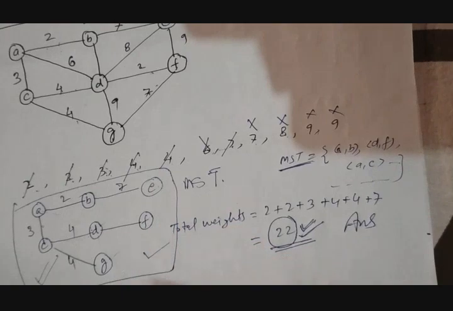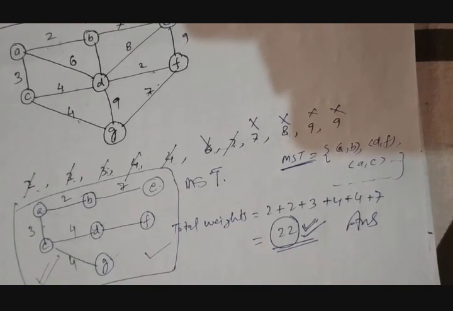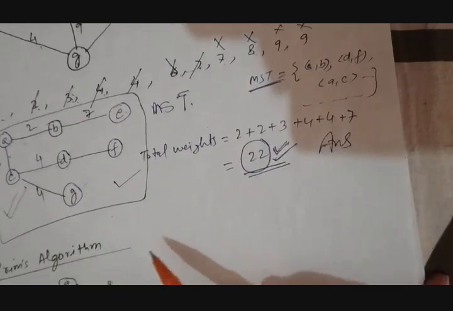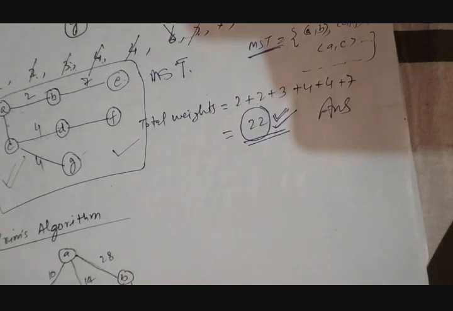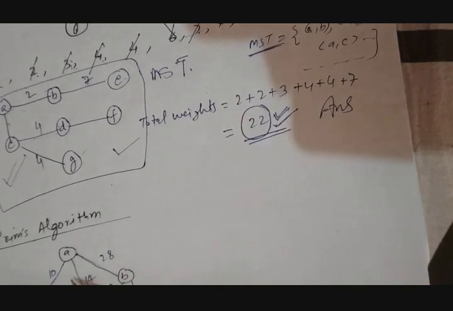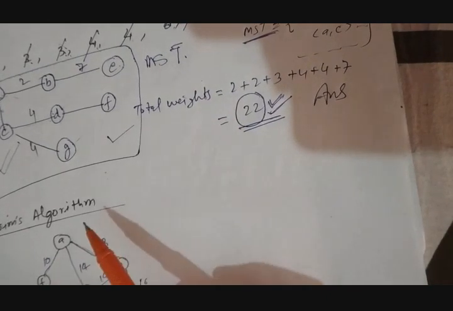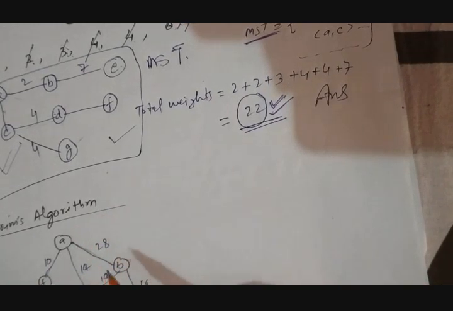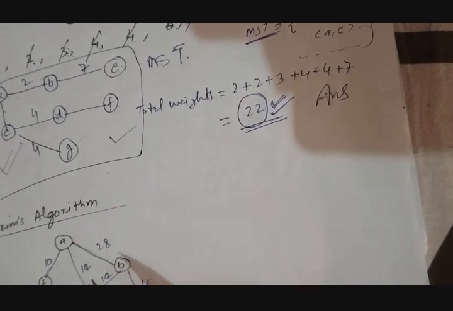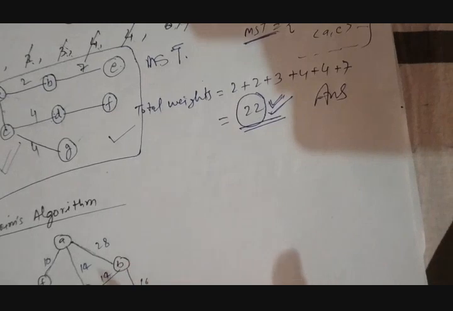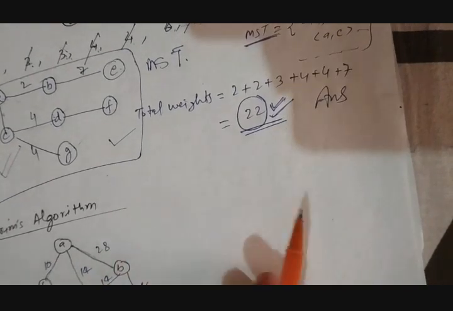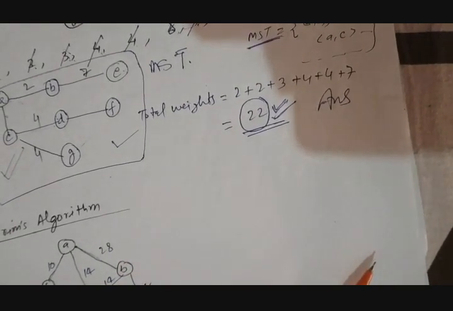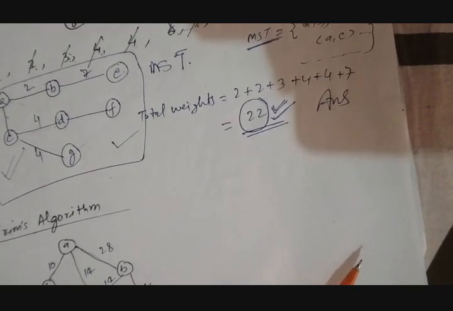Another algorithm is Prim's algorithm, which is also used to find the minimum spanning tree. But the difference between Prim's algorithm and Kruskal's algorithm is that Prim's algorithm does not guarantee to produce a minimum spanning tree, while Kruskal's algorithm always produces a minimum spanning tree. This is the difference between Kruskal's algorithm and Prim's algorithm.